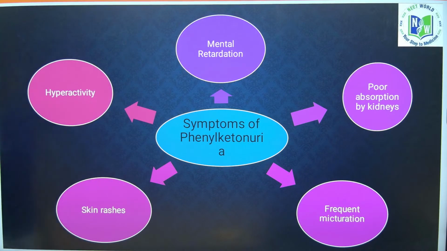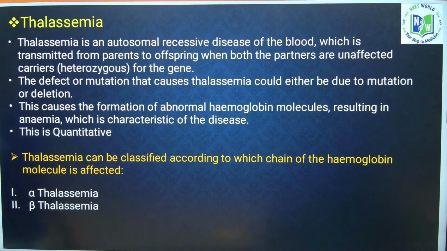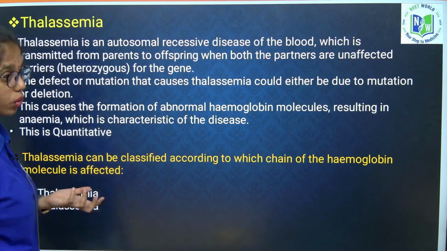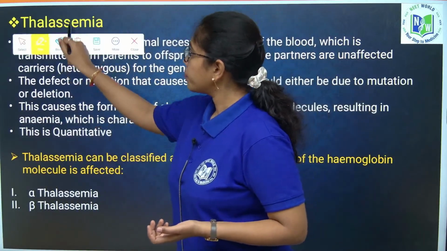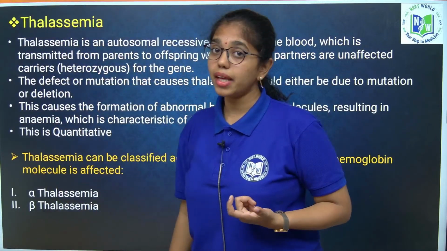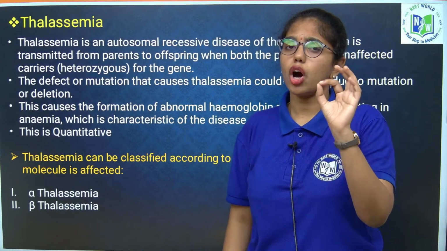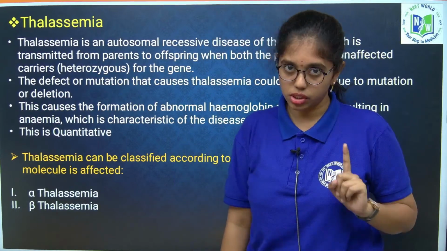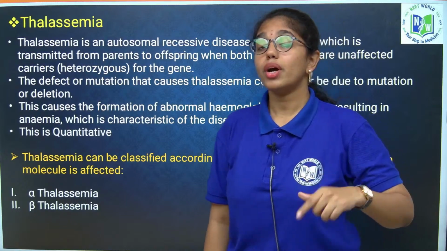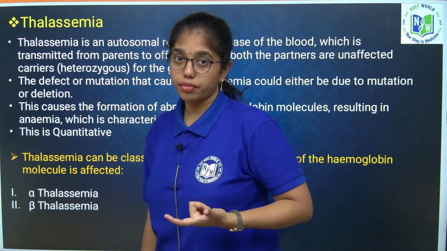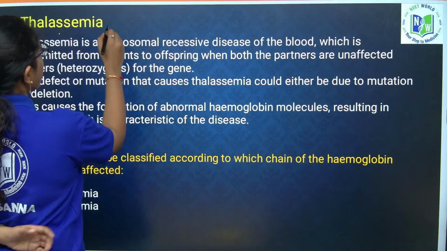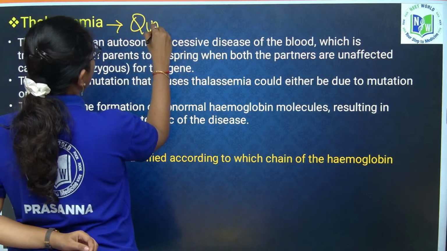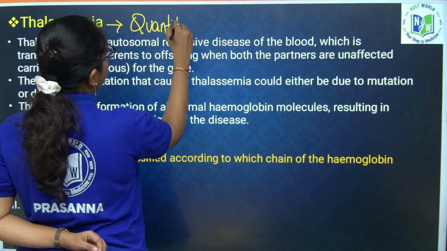One more disease we have to look into, the third autosomal recessive disorder where we need to focus, is thalassemia. Previously, sickle cell anemia is because of the base substitution of one nitrogen base, so it is called qualitative. Thalassemia is a quantitative disorder. It is what? Quantitative.